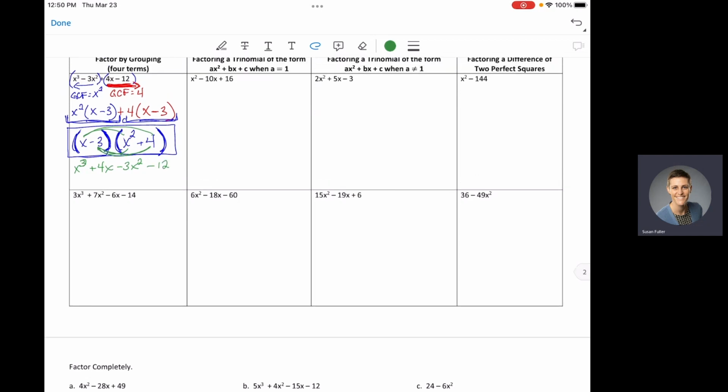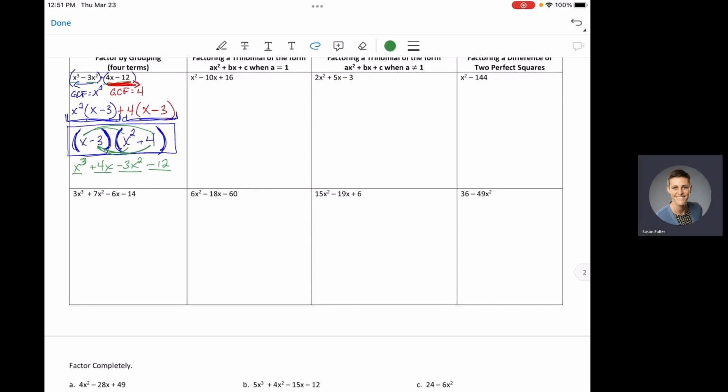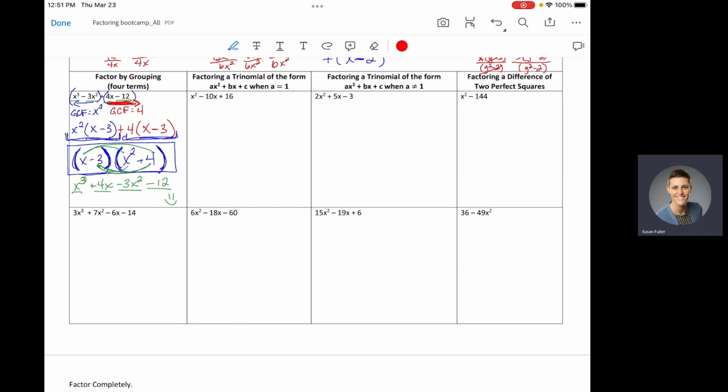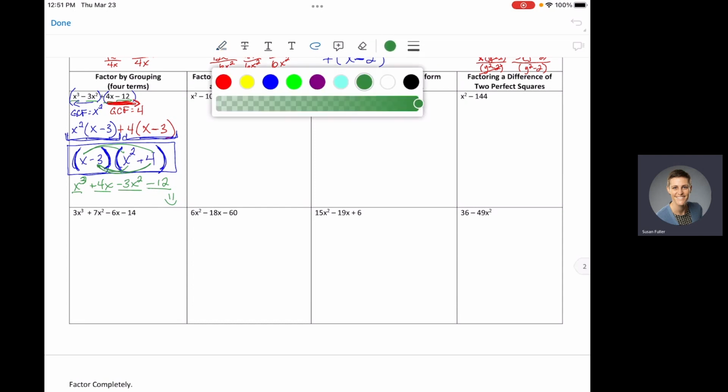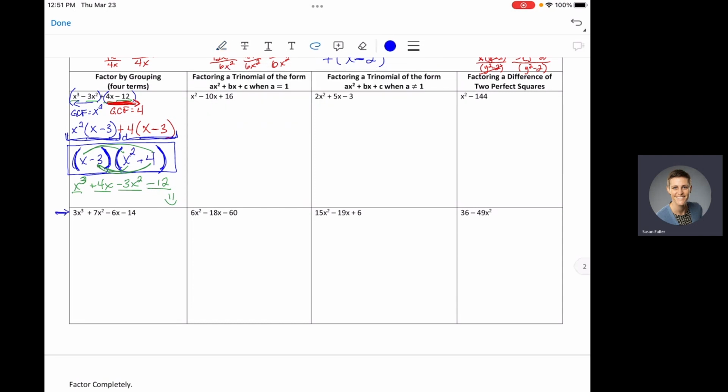Notice that's what we started with, x to the third minus 3x squared plus 4x minus 12. This is exactly what I started with, which means we've done it correctly. You can always do that and check yourself by FOILing and multiplying this whole thing out and making sure that you get what you started with. All right, so I want you to pause the video and try to do this second factor by grouping example. So go ahead and pause the video, give that one a go on your own, and we'll come back together when you're ready.